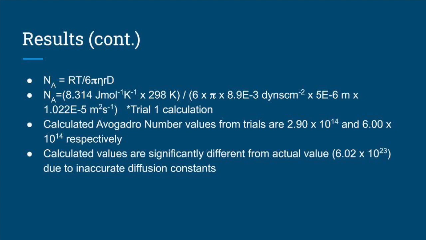And we found Avogadro's number to be 2.90 times 10 to the 14th and 6.0 times 10 to the 14th, respectively. These calculated values are significantly different from the actual Avogadro's number, 6.02 times 10 to the 23rd. And we will elaborate more on that in the flaw slide.